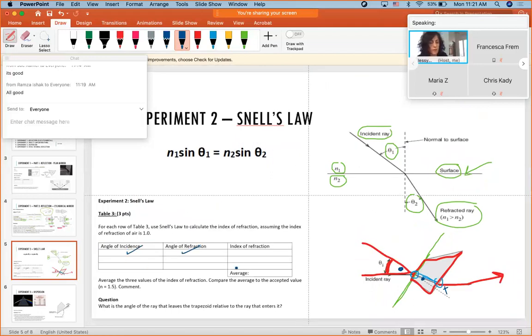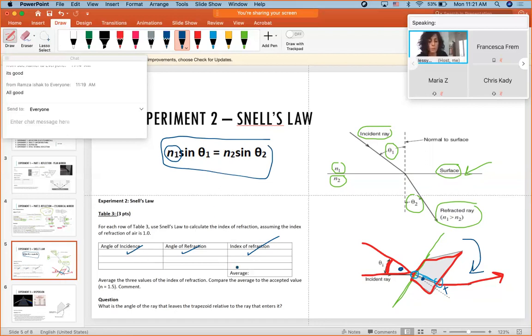You do it in 3 trials. How do you do 3 trials? You simply rotate your prism or piece of glass a bit to change the angle. Then you use N1 sine theta 1 is equal to N2 sine theta 2, and you find N2. N1 is equal to 1 if we believe that what we have outside is air. So N1 for air can be approximated to be equal to 1.